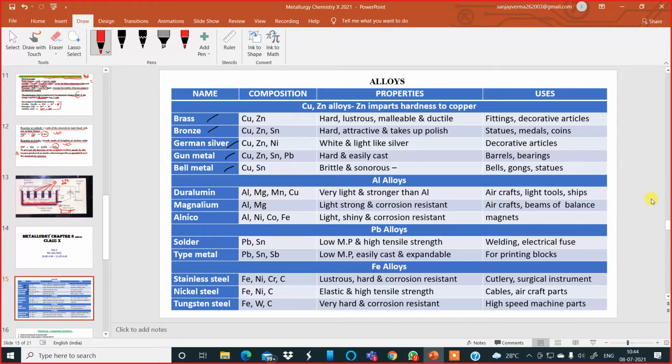If you look at the chart on the screen today, it is an alloys chart where the first column contains the name of the alloy. The first 5 of them are brass, bronze, German silver, gunmetal, bell metal.